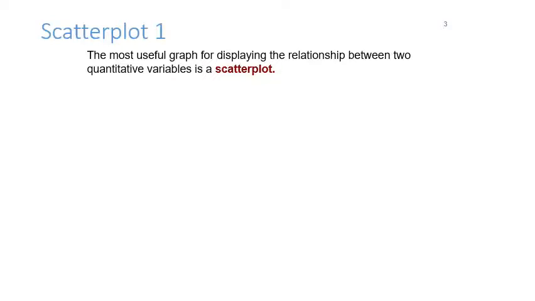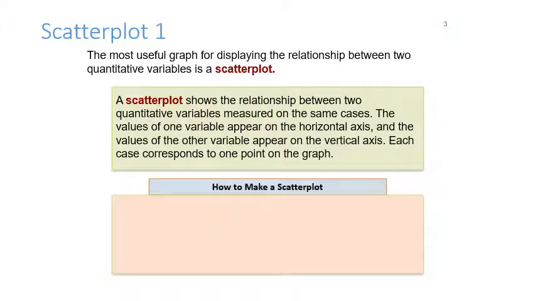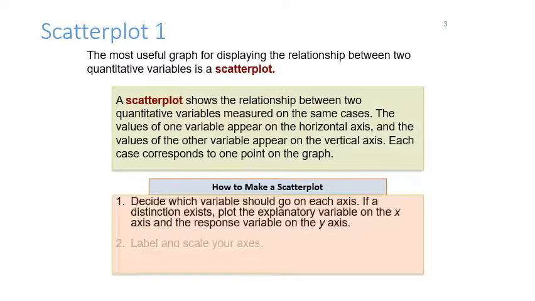The most useful graph for displaying the relationship between two quantitative variables is a scatter plot. It shows the relationship between two quantitative variables measured on the same cases. The values of one variable appear on the horizontal axis and the values of the other variable appear on the vertical axis, and each case corresponds to one point on the graph. How to make a scatter plot? These are the points. We will follow these in the other slides.